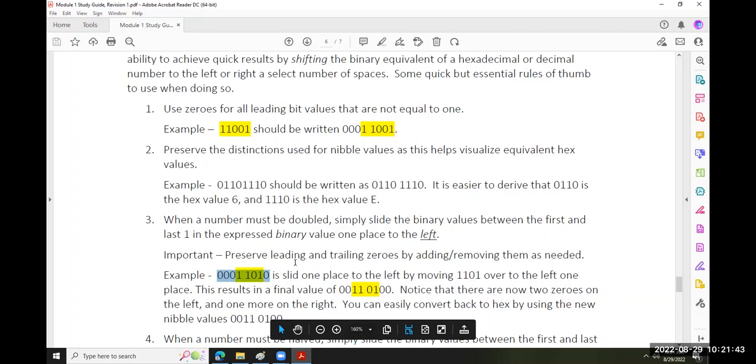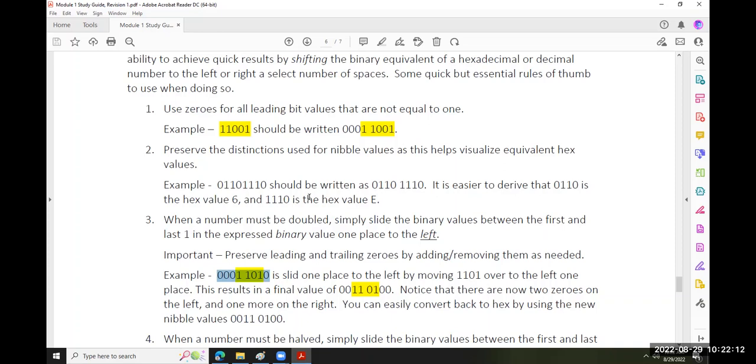Just like the 3 in 3,000 is a more significant 3 than the 3 in $0.003. That's a less significant 3. In decimal numbers, if I have 3,000, that's a more significant 3 than if I have $0.003. Which one would you rather have?